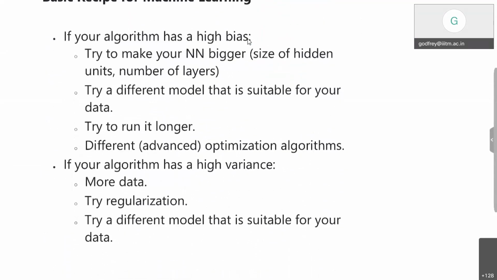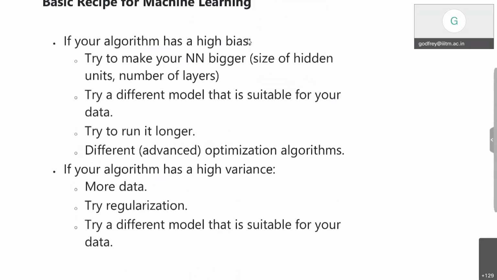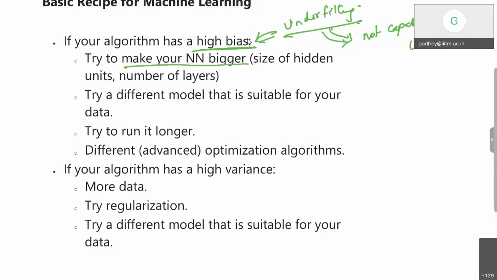Now, these are some of the tips in order to solve the problem. So if your algorithm has a high bias, then it means that your model is underfitting. It means that your model is not capable of learning. So in this particular case, what you're going to do is you're going to make your network bigger. We have seen this, right?